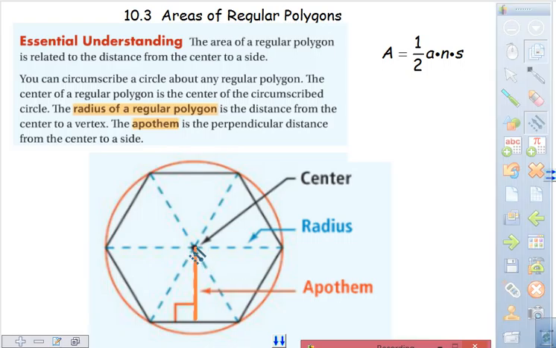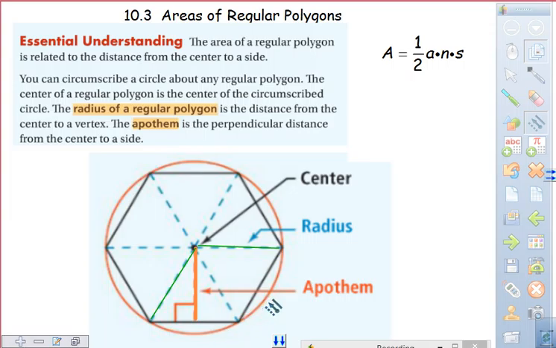So I will color it green. So the green would be considered a radius. This would be a radius. So any of those blue lines is a radius. And the apothem is the perpendicular distance from the center to a side.